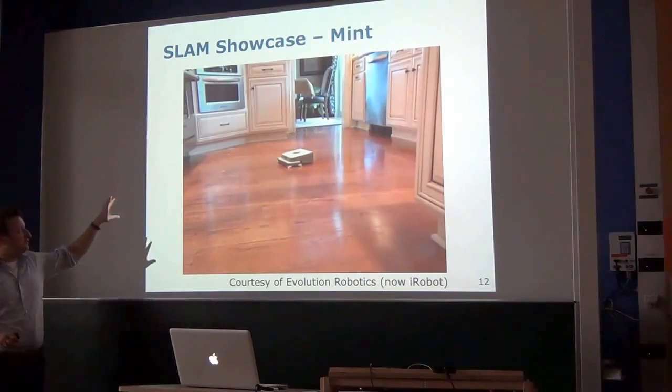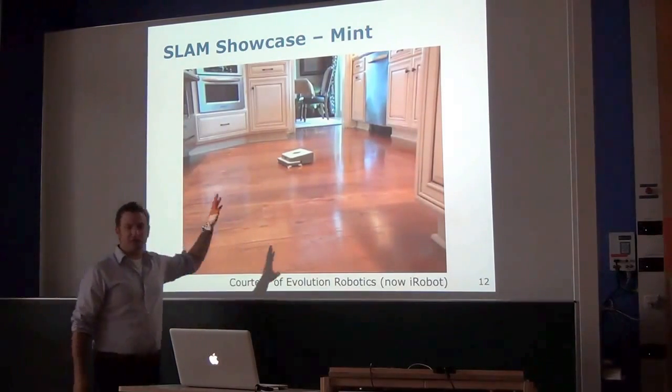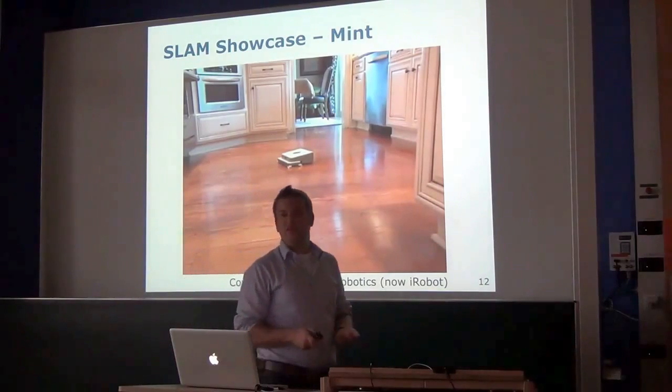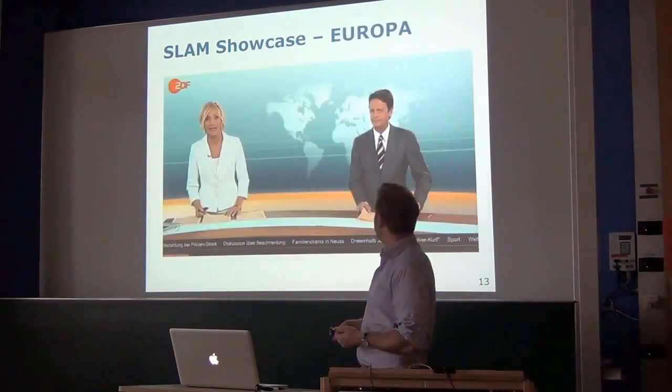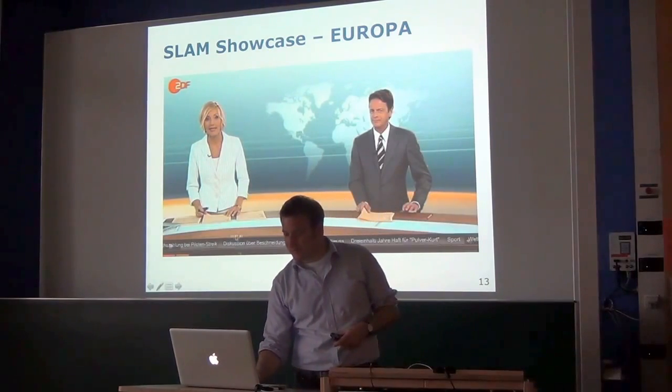And the system uses internally something which is related to the Kalman filter, an information filter, to solve the SLAM problem. It really does SLAM. The next example is a system, the Europa system, which was recently in the news, which was developed here by the AIS lab in Freiburg.